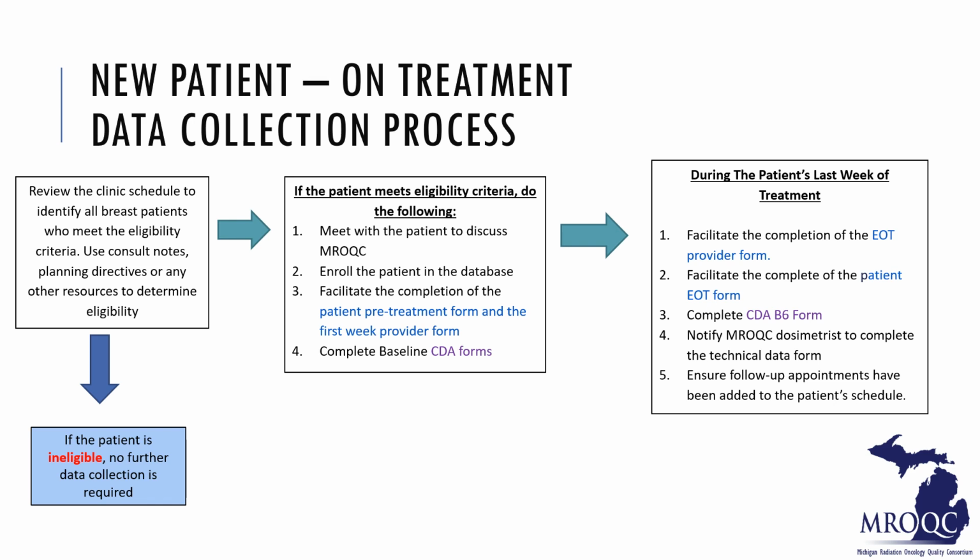During the patient's last week of treatment, the provider end of treatment form should be completed along with the patient end of treatment form. The B6 form should be completed, and you should notify your physics team that the patient has ended treatment and they can go ahead and enter their information. You also want to make sure that the patient is scheduled for follow-up. If the patient declines to return for follow-up, this will be the time to enter a termination form.